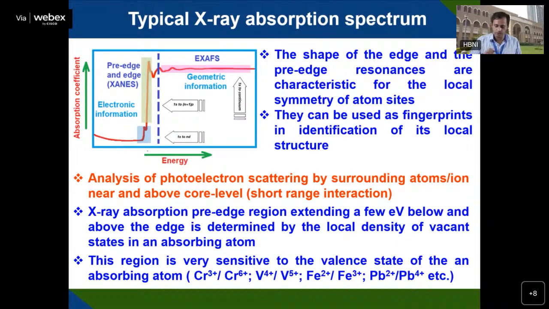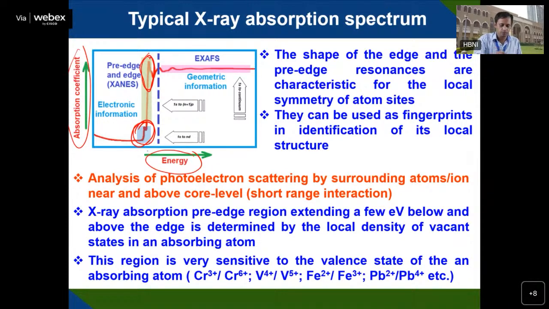Typically in the X-ray absorption spectrum that you will get, mainly the shape of the edge and the pre-edge resonance are characteristic. Here you can see this is mu E, the absorption coefficient versus energy, plotted. Here one peak you are getting and another is the main absorption edge here. So this is called the pre-absorption edge, and this is the absorption edge.